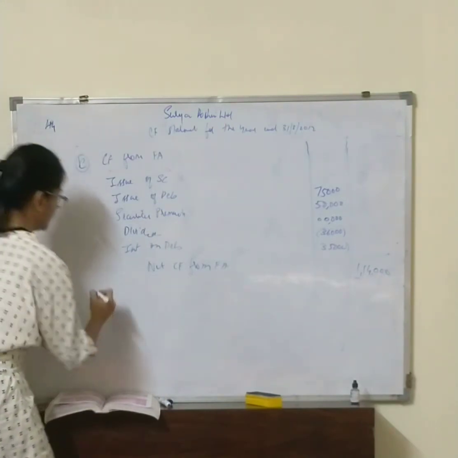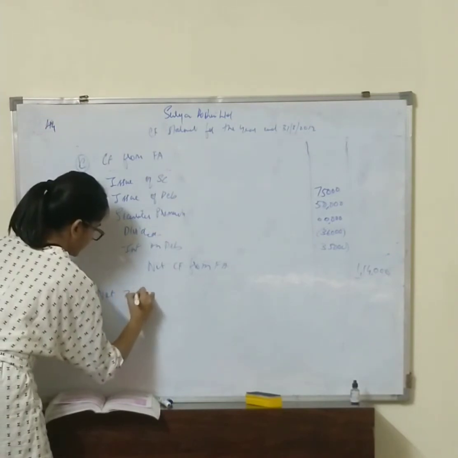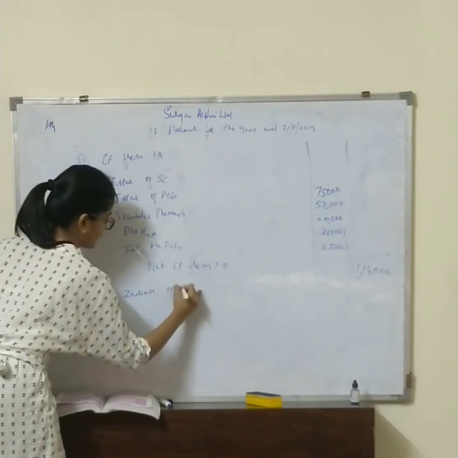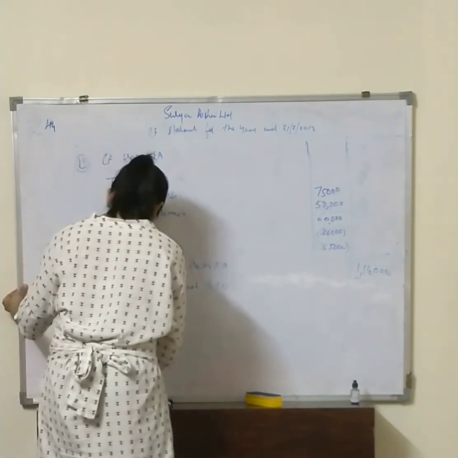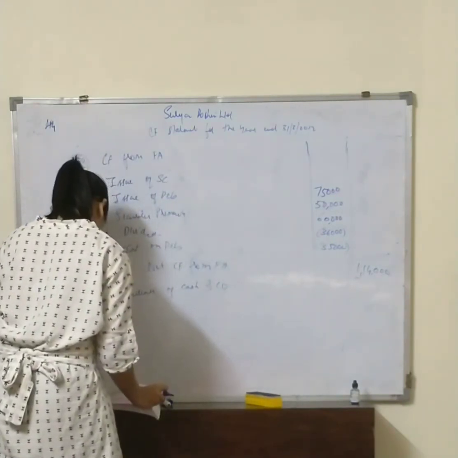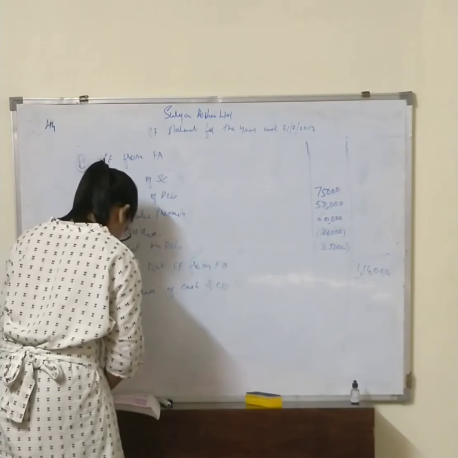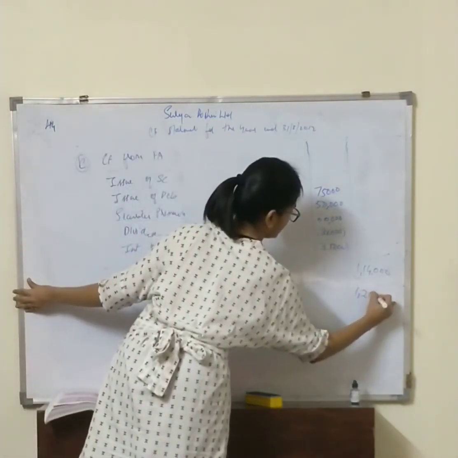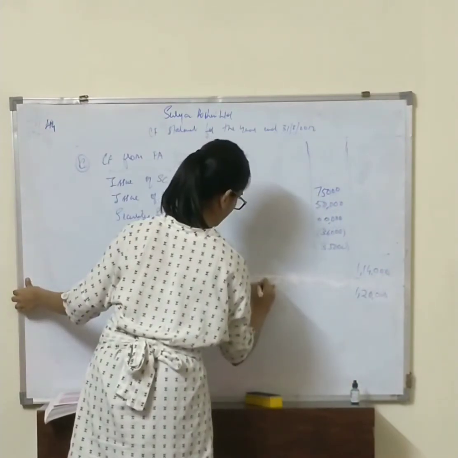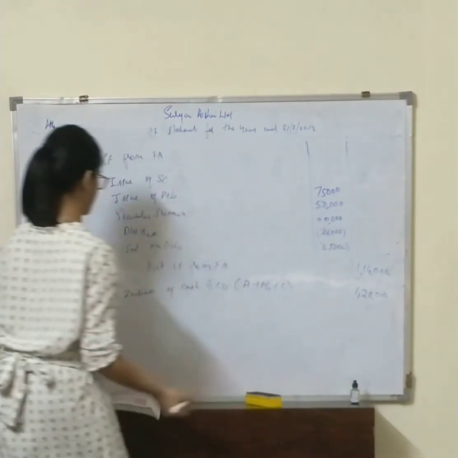Then do we have net increase or decrease? A plus B plus C. It is net increase of cash and cash equivalents. It is how much? 3,10,000 minus 3,04,000 plus 1,14,000. We get 1,20,000. A plus B plus C.